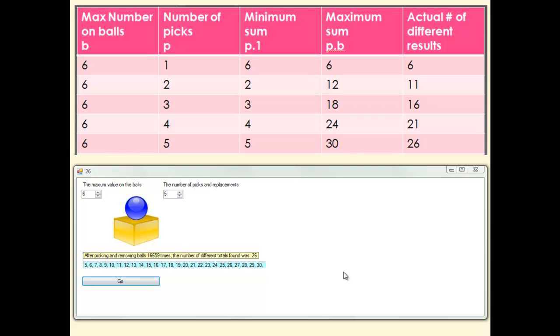Right, so what are the actual totals that were found? We found a 5, a 6, a 7, and so on. And notice that the pattern is that they all go up by an increment of 1 to 30. There is no 4, no 3, no 2, no 1. And indeed, that means that 4 possible totals are missing. And that's why we took away 4. Or rather, we added 5, the number of picks, and took 1 away from that. I beg your pardon, we took away the number of picks and added 1.